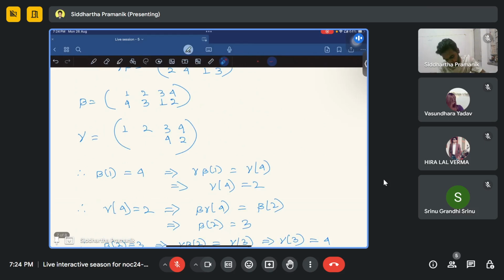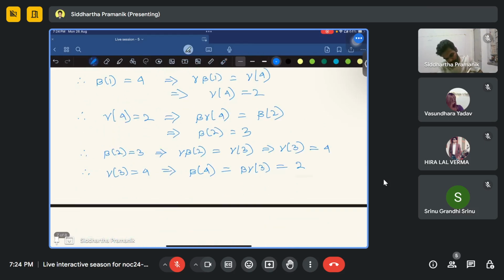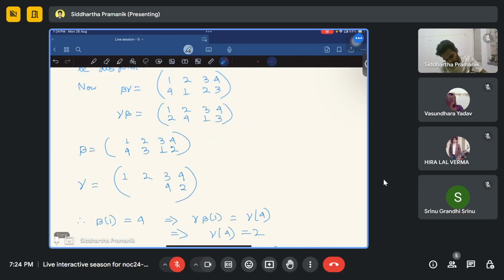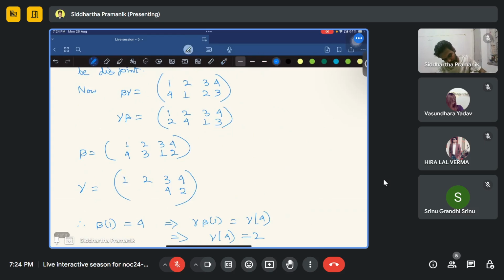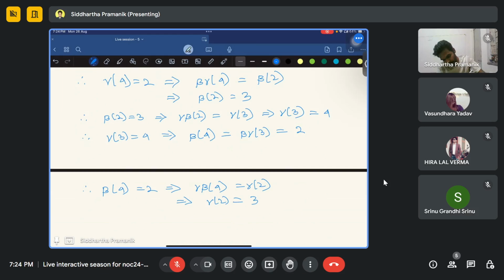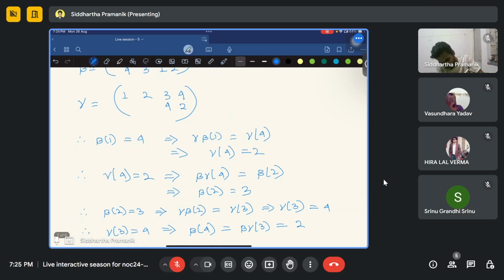Now let's see gamma. So beta of 4 equals 2. Let's apply gamma. So gamma beta of 4 equals gamma of 2. So what is gamma of 2? It is gamma beta of 4. So gamma beta of 4 is 3. So under gamma, 2 goes to 3. So let's write it. Again gamma is a bijection, so we have only one choice. So 1 goes to 1.